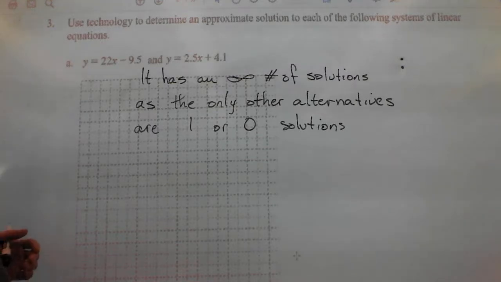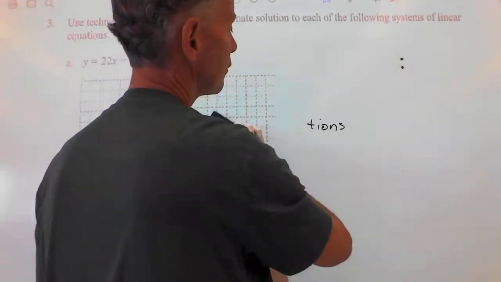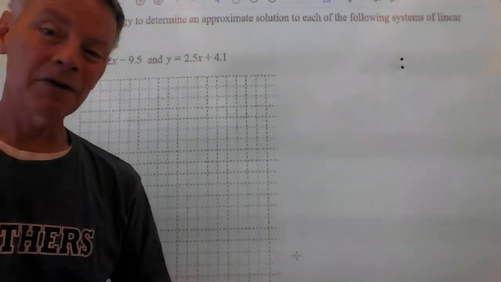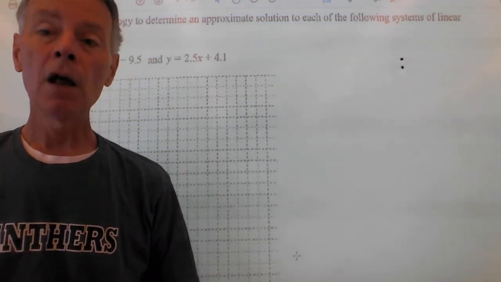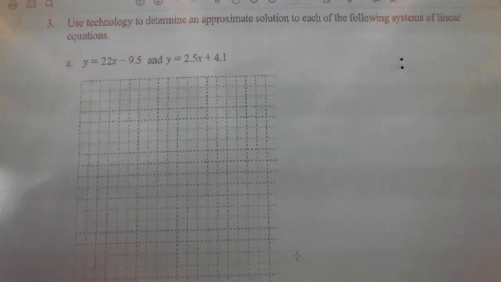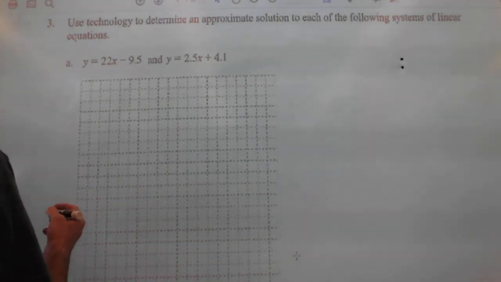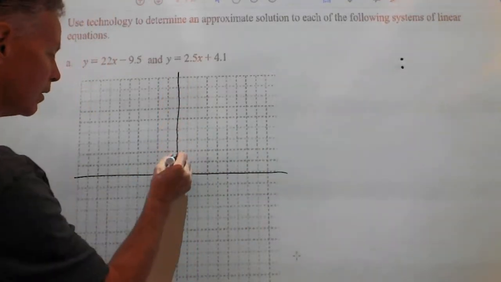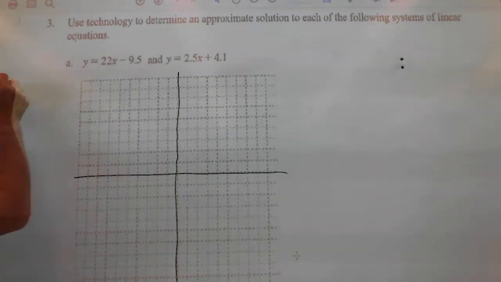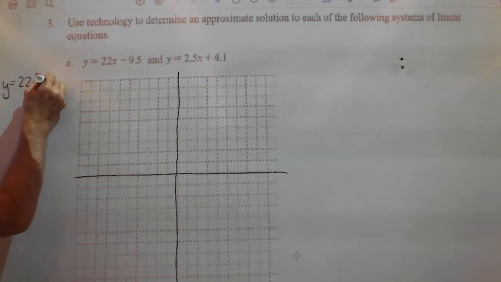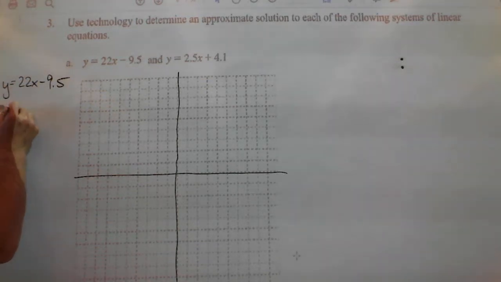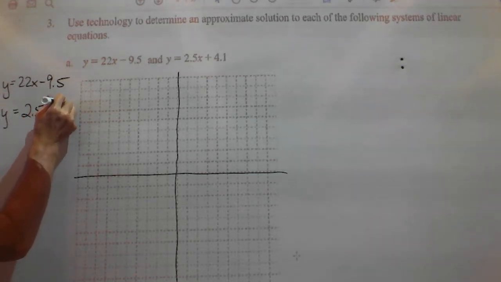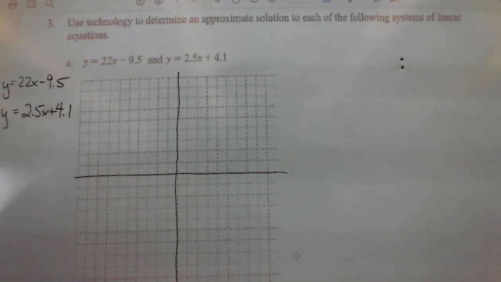So use technology. So in other words, remember, whenever they say use technology, what they're really saying is use your graphing calculator. Okay? So we're going to do that quickly. It's a good review. I'm just going to write these equations down because we're going to go to the graphing calculator in just a second. So just let me put this grid on, and we have y equals 22x minus 9.5, and y equals 2.5x plus 4.1. So there's our equations, and we are going to do some graphing.